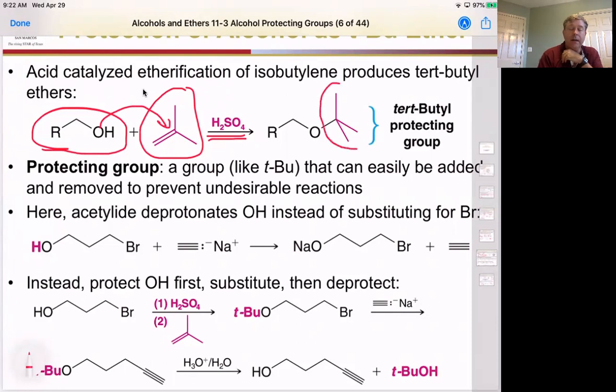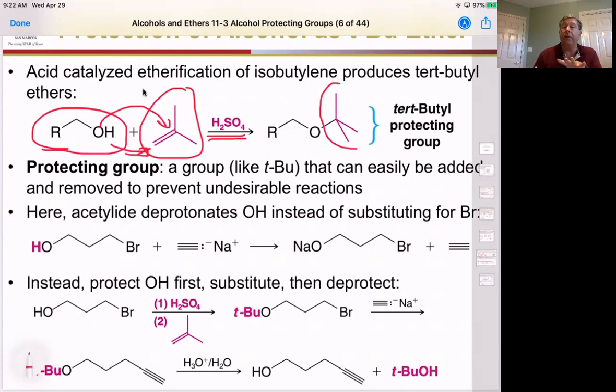Notice that we're going to have the electrons from the oxygen kick in here to generate that, and then the hydrogen is going to end up on this terminal group, giving us our t-butyl group, okay? Don't worry about the mechanism. It's just the idea that we're now making an ether. Remember, ethers have very low reactivity, so we can use that as a protecting group to be able to generate lots of different things, okay?